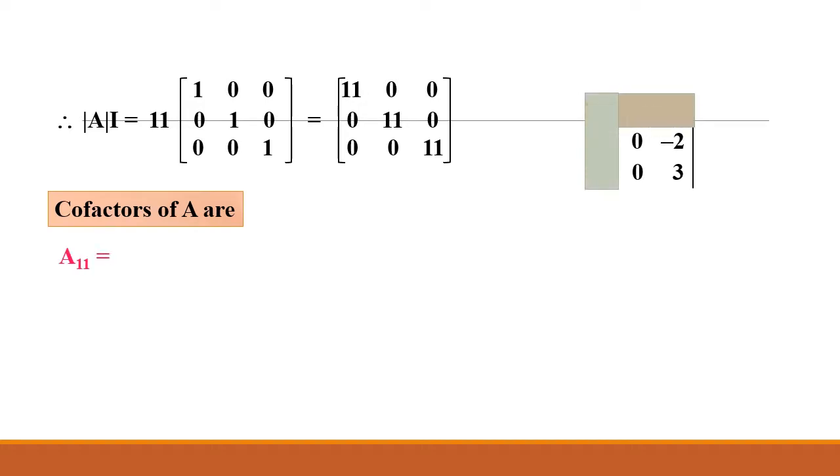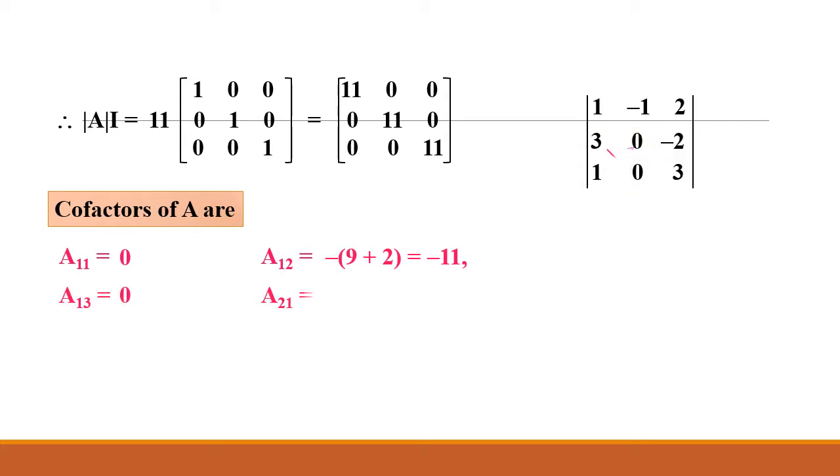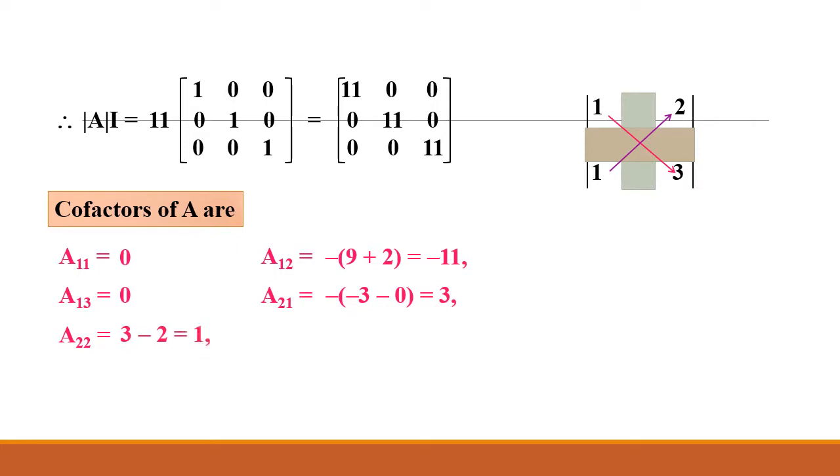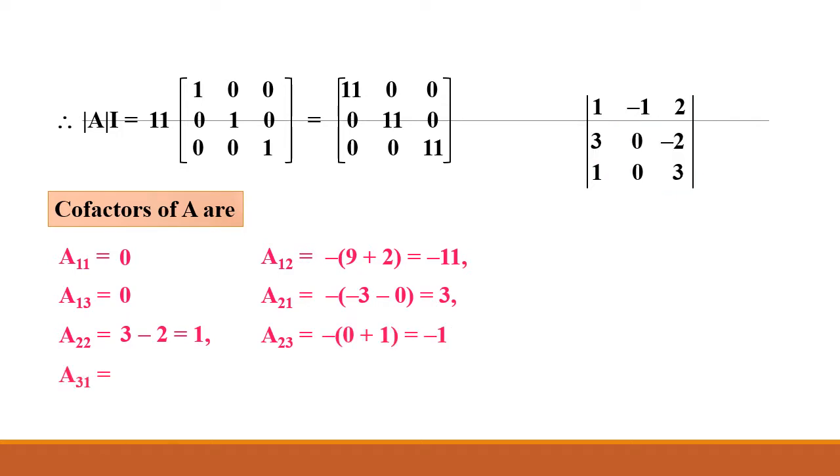Next we will calculate the cofactors of the elements of A. So A11 will be equal to 0. Next A12 will be equal to 9 plus 2 into minus sign, which is equal to minus 11. A13 will be equal to 0. Next A21 will be equal to minus 1 into 3 minus 0, which is plus 3. A22 equals 3 minus 2, which is equal to 1. A23 is equal to 0 plus 1 into minus sign, we get minus 1.